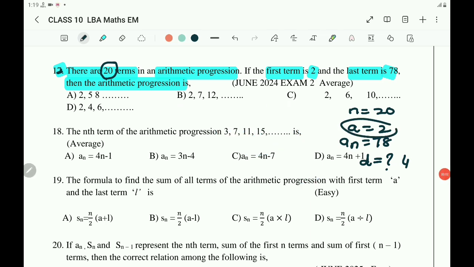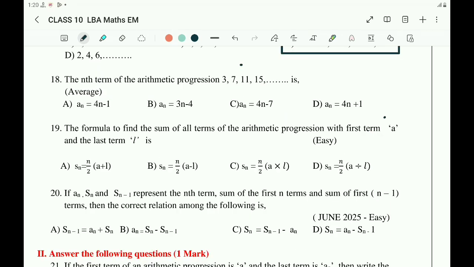Then a is given, so the first term is 2. Add this 4 to the first term. First term is 2. 2 plus 4, 6. Next 6 plus 4, 10. Here 2, 6, 10 is there. That is the answer. So what is the answer? Option C is the answer. As you got d and a, you can write any number of terms by adding d to the given number.